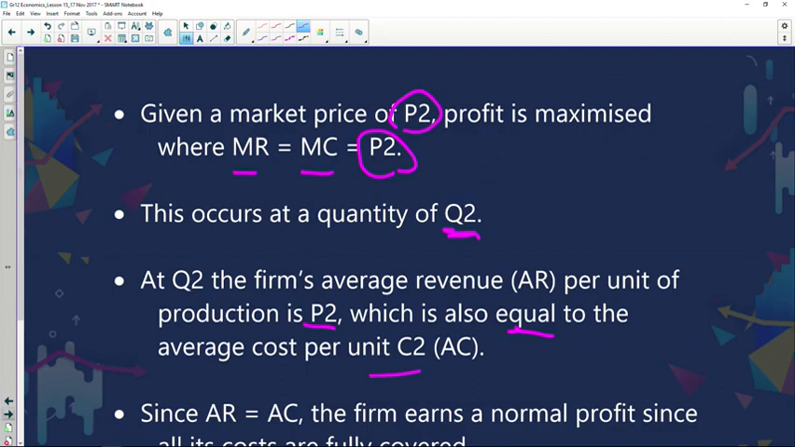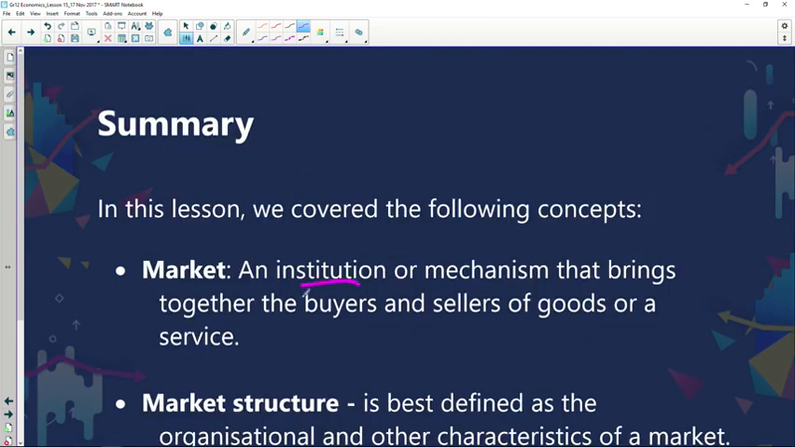Okay, so now let's move on so that we can sum up our lesson and also give you a few pointers for our next lesson. So in this lesson, we covered the following concepts. We've looked at what a market is. We said it is an institution or a mechanism that brings together the buyers and sellers of goods or a service.